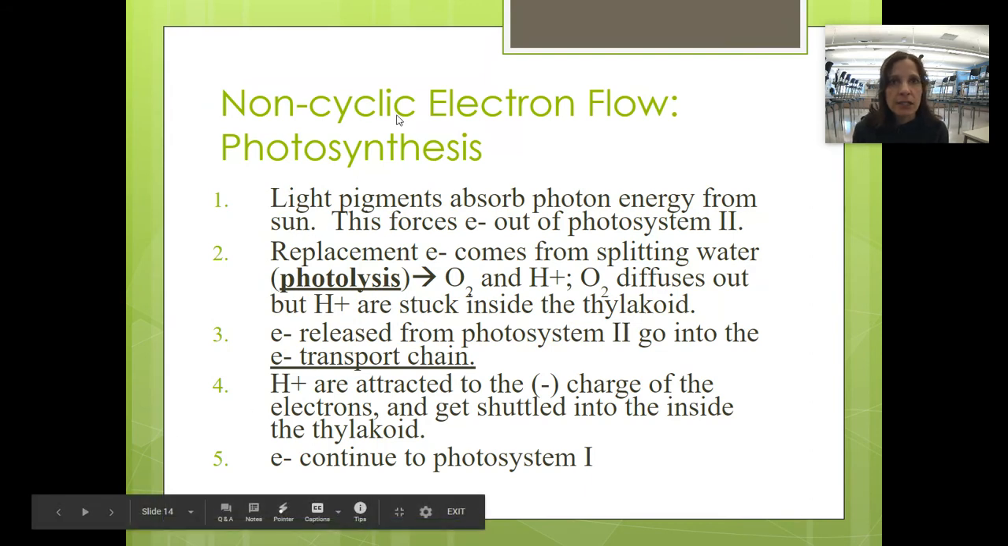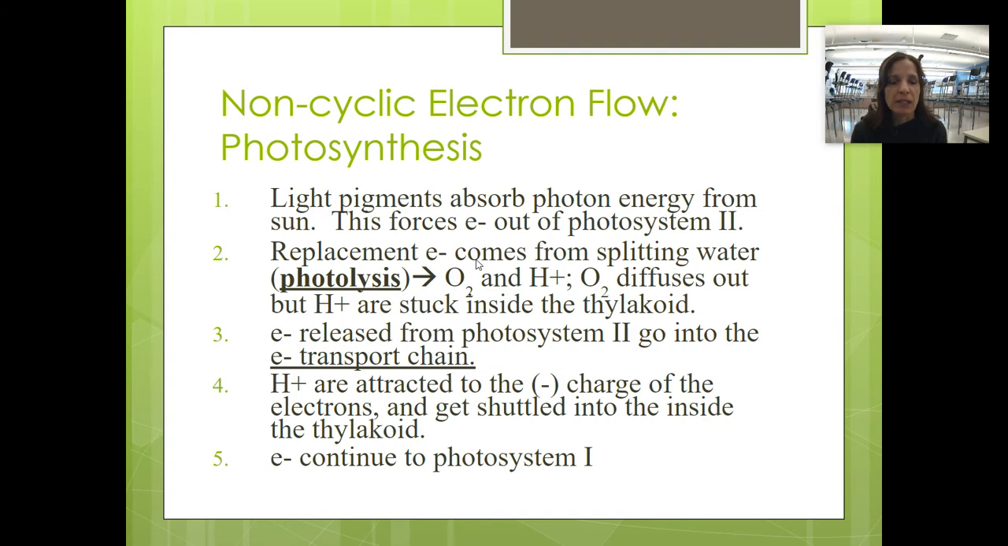Okay, so what I just said is now in these words that you can copy down if you haven't been able to. So we'll just go through them real quick. This is non-cyclic because, remember, the electron starts from water and ends up in NADPH. It doesn't go back to water.